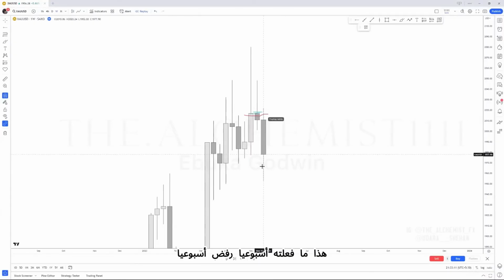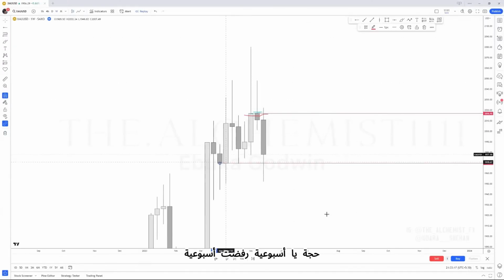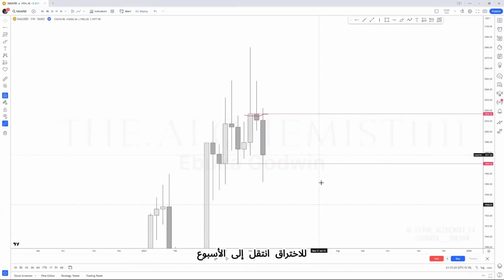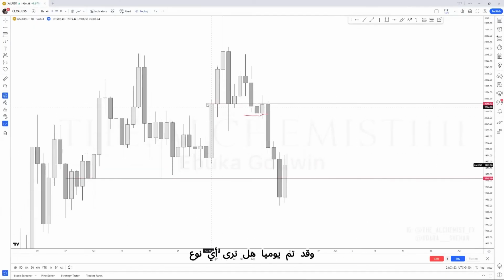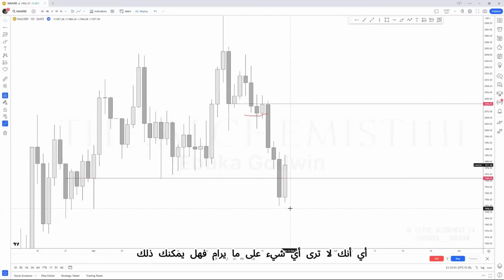Okay, look at this. What did weekly do? Weekly rejected a weekly resistance, right? Now, like I told you, you could also come to an argument that weekly rejected a weekly support as well. Then what did I tell you? Go to the daily time frame and then look for the breakout. That is what I told you, right? Now, if I go to the daily time frame, what has the daily done? Do you see any type of a bullish breakout here on the daily? Nothing, right? You don't see anything.